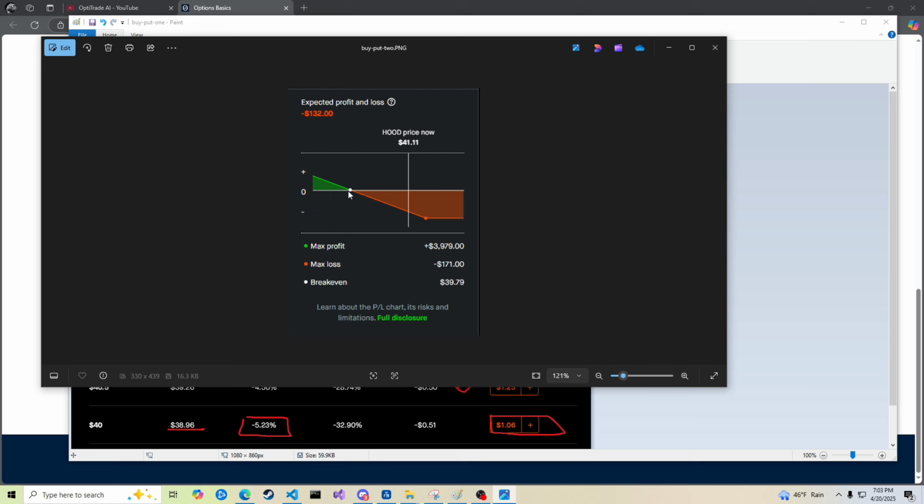Okay. And you can see that your break even is here at $39.79. So if the stock is trading anywhere between $39.79 and $41.50, you're not going to lose everything, but you're still going to lose on the trade. Okay. So it's cool to see this expected P&L right now, because this might look scary when you're initially trying to buy the put option, because you might be looking at this like, oh, my expected loss is $132. That doesn't make any sense.